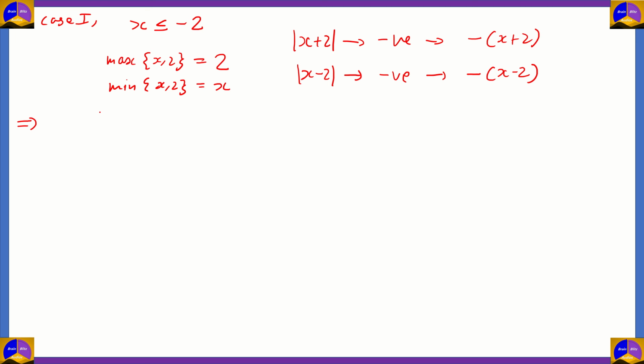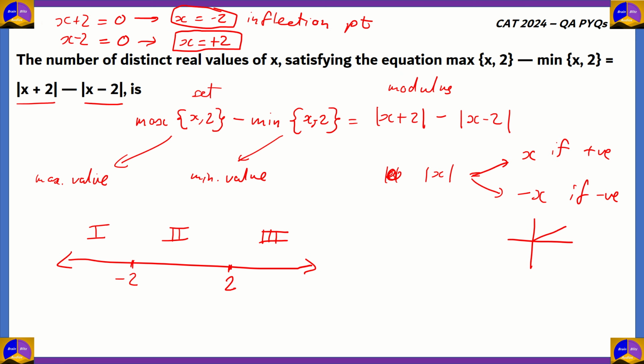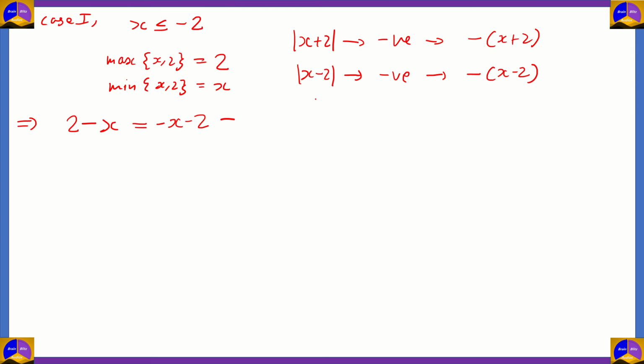So maximum of x comma 2 is 2 minus minimum of x comma 2 is x, and that is equal to, in case of mod x plus 2, the modulus is negative, so therefore we would get minus of x plus 2, which we can write as minus x minus 2, and then there's a minus since we're basically subtracting the two moduli. Now for the modulus function x minus 2, it's also negative, so the value here would be minus of x minus 2. Now this is equal to minus x plus 2, or 2 minus x.